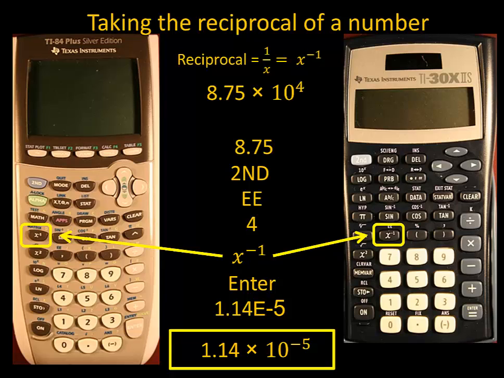Notice how few keystrokes it took to do this problem. That's because the calculator treats the 8.75 second EE4 as a single number in its memory, and that lets us do these calculations with fewer keystrokes. Time for another.